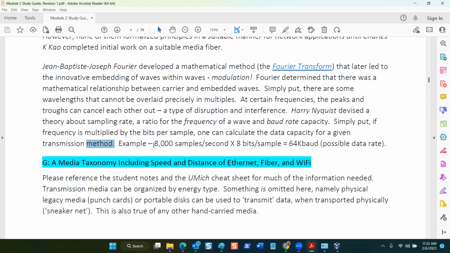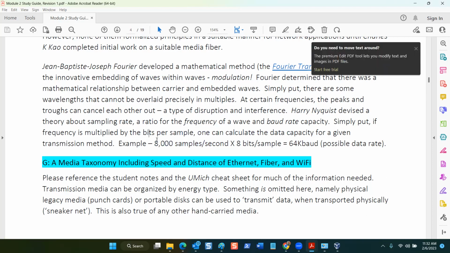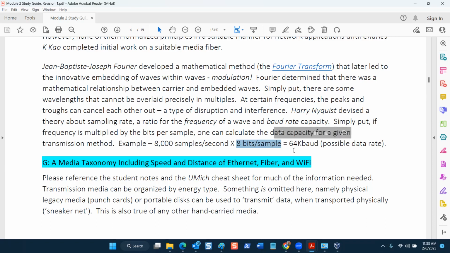If we have 8,000 samples per second in terms of waves, when we say samples, that's a broader term to mean waves, pulses, whole variety of things, right? Times 8 bits per sample, right? If you modulate, then you have 64,000. How do you get that? 8 bits times 8,000 per second is 64,000.